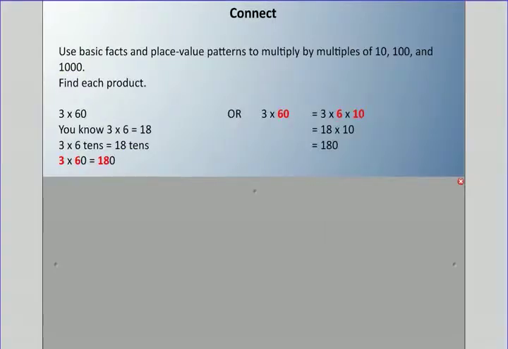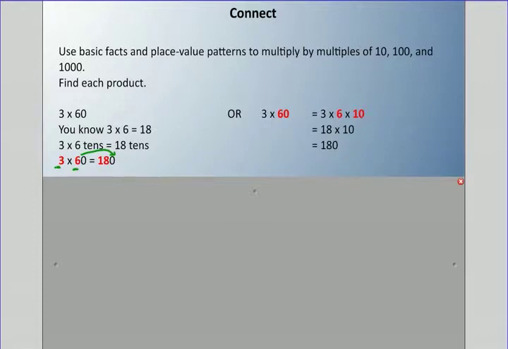Now, sometimes it's not quite as simple as that. We can use something called basic facts and place value patterns to multiply by multiples of 10, 100, and 1,000. So let's say I need to know 3 times 60. Well, we know that 3 times 6 is 18. And 3 times 6 tens is 18 tens. And I don't know if you notice here, I've highlighted, we're going to multiply this 3 and this 6, and we're going to keep the 0. So whatever 3 times 6 is, plus a 0.